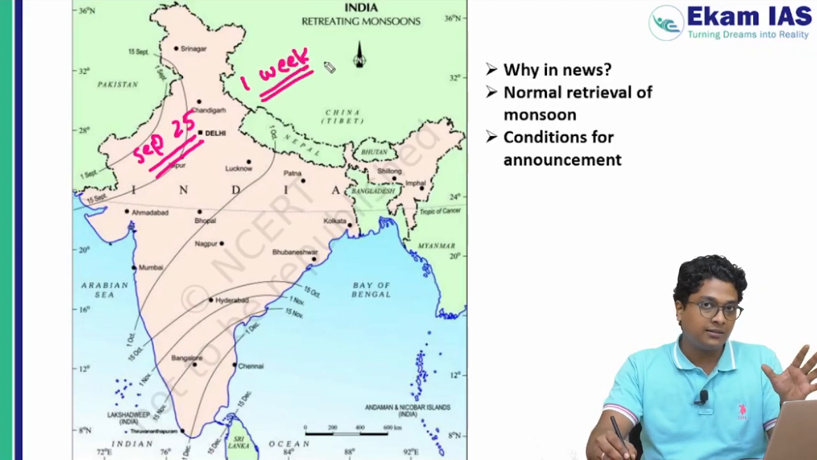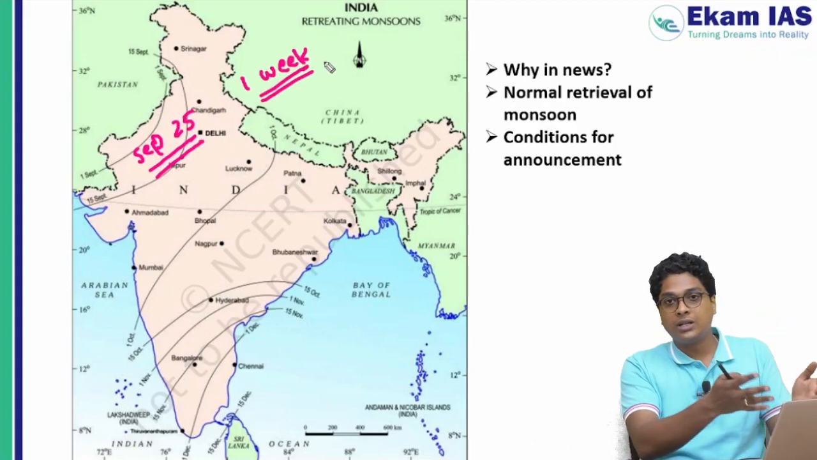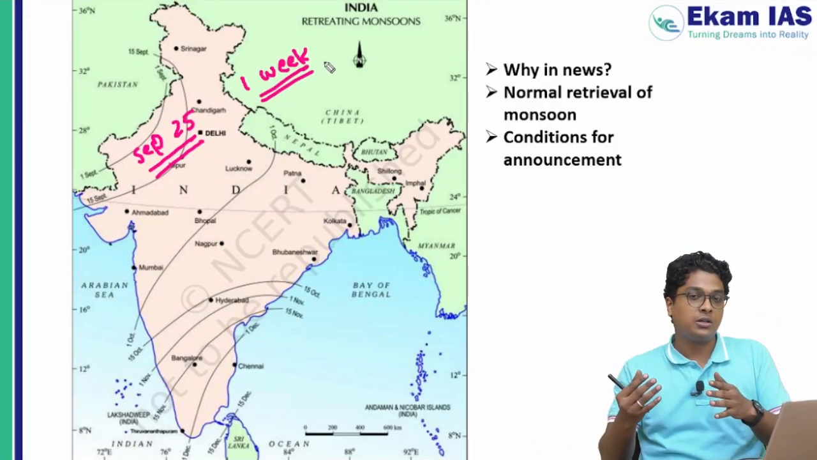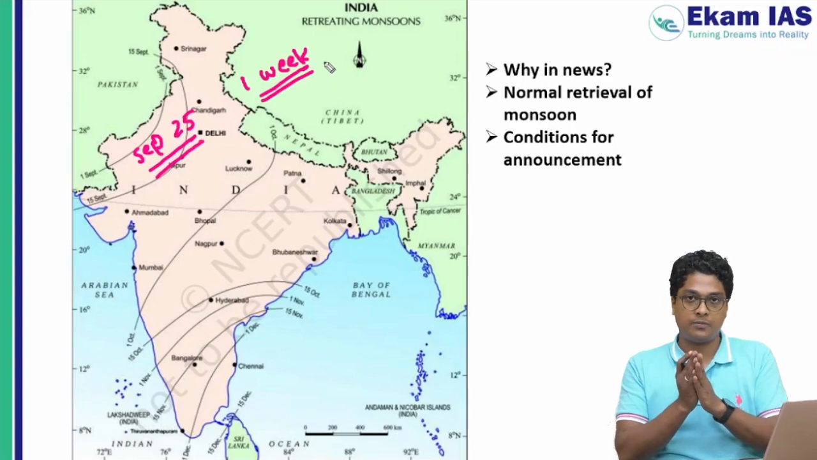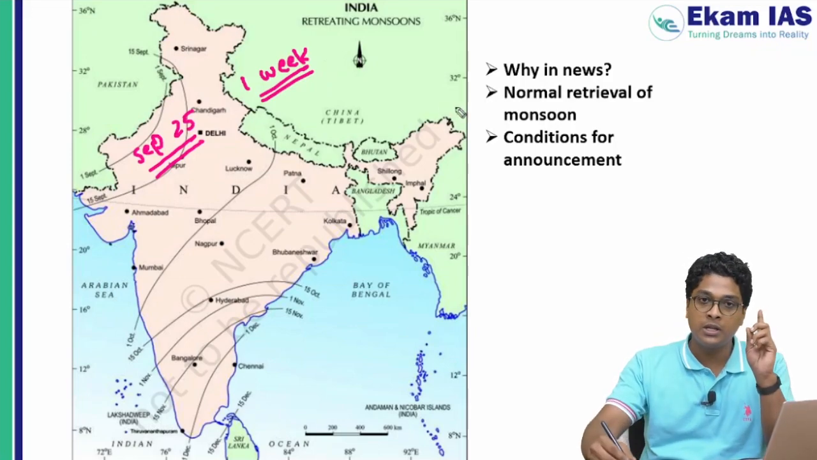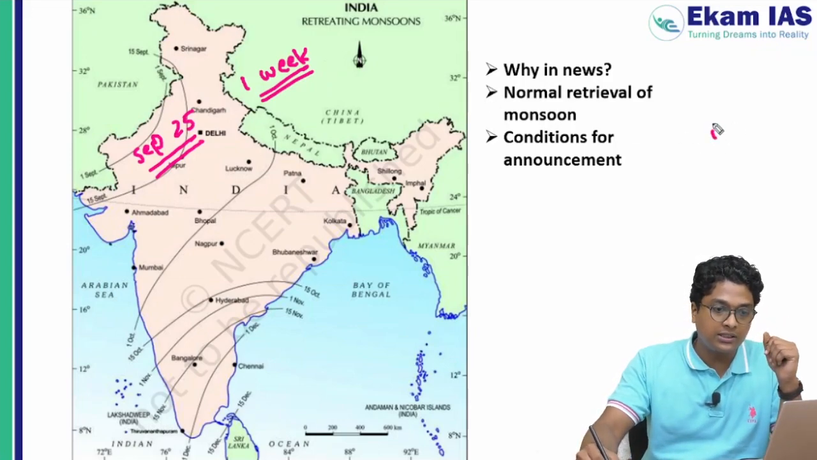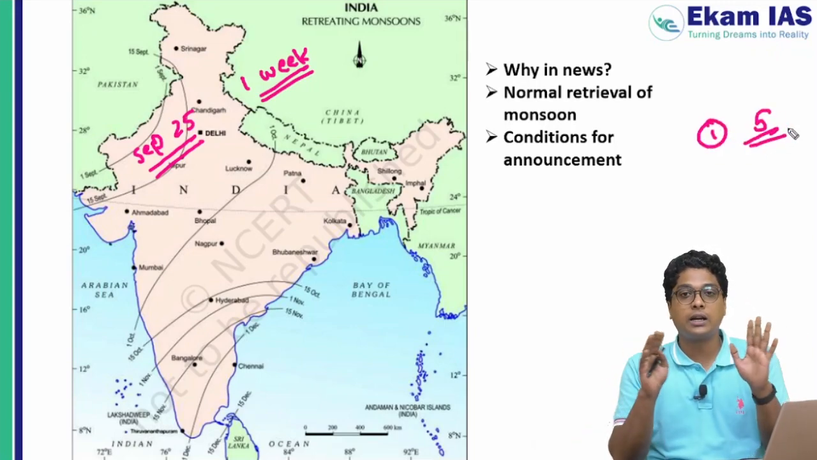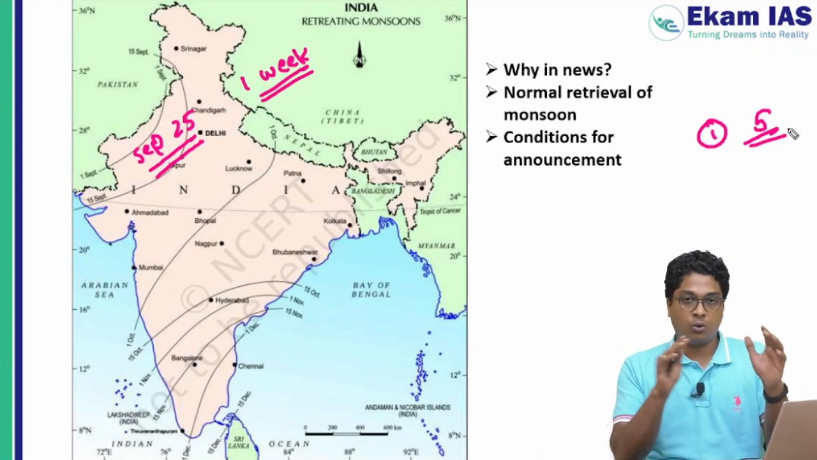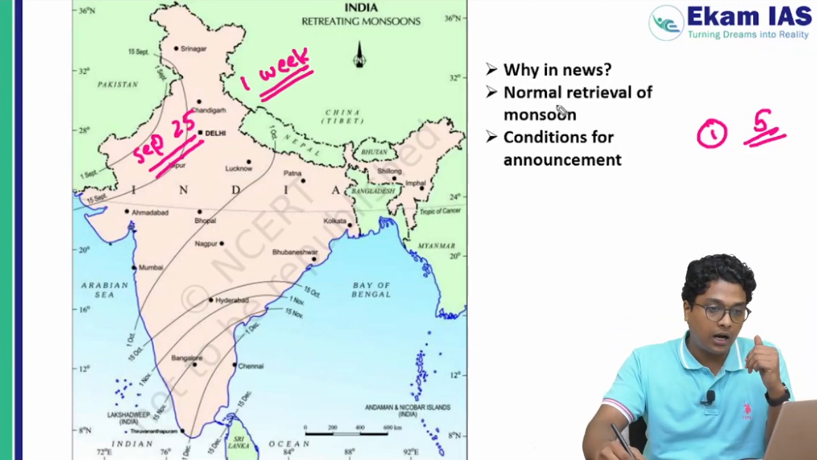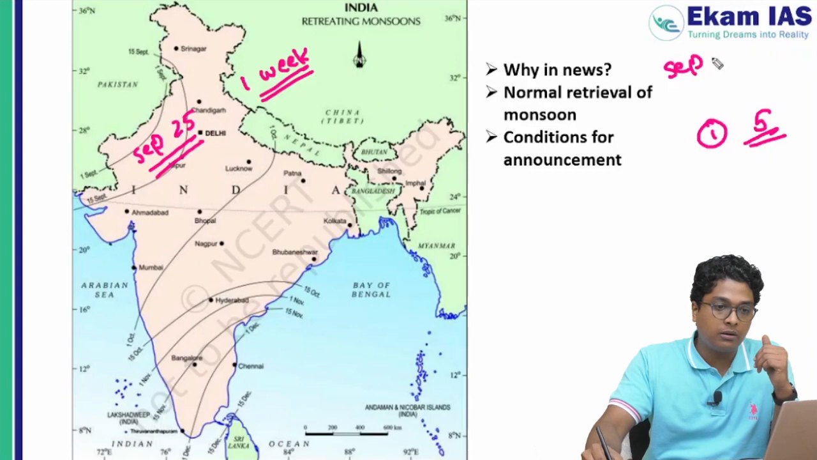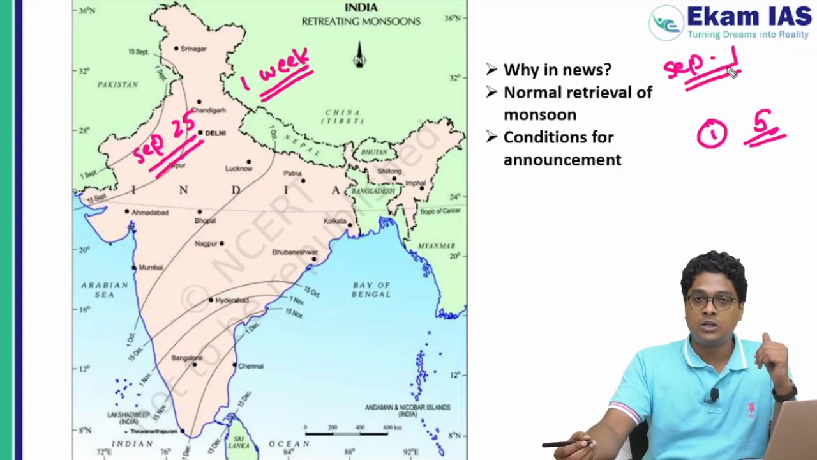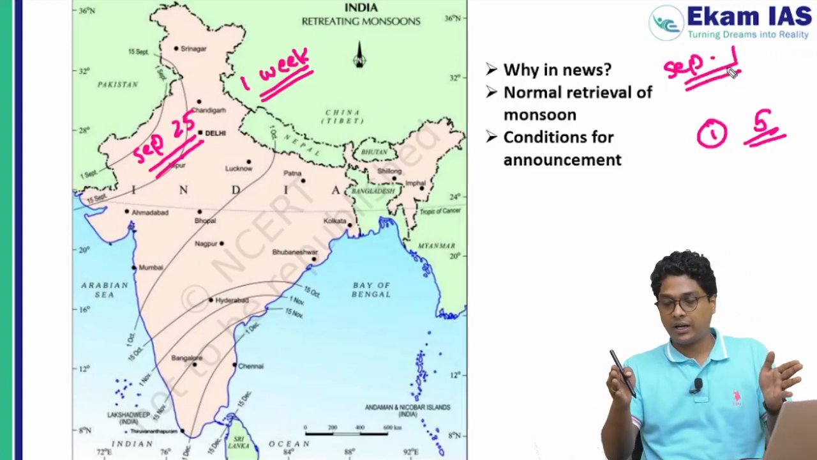When IMD says the monsoon has withdrawn from a region, three conditions should be satisfied. This is also something you should keep in mind. The first condition is that for 5 days continuously there should be no rainfall in that region. All these conditions we are considering after September 1st, since from June to September we are having rainfall.